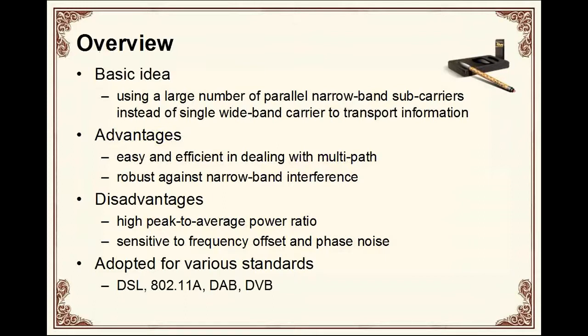OFDM is a multi-carrier broadband modulation technique for transmitting large amounts of digital data. It uses a large number of parallel narrowband subcarriers instead of a single wideband carrier to transport information. Because of this, it is easy and efficient in dealing with multipath and is robust against narrowband interference.